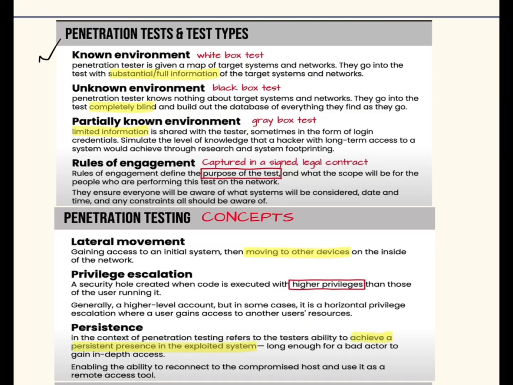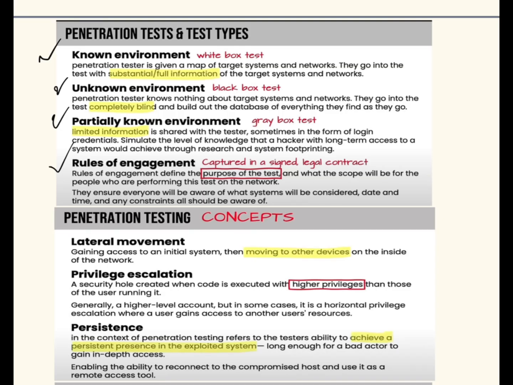We have now discussed unknown environment and partially known environment. Now, rules of engagement. Very important point. Whenever we plan these types of tests, we need to have rules of engagement. The purpose of the test, why we are going to perform this test, is captured in signed and legal contracts. Another important point we need to keep in mind when we plan these tests is to ensure everyone is aware what systems will be considered, the date, time, and any constraints. So that is important.